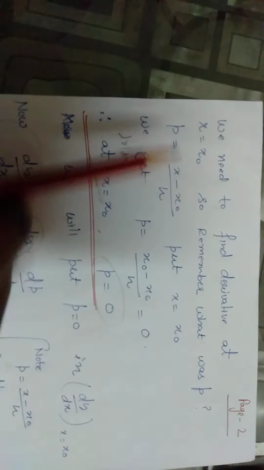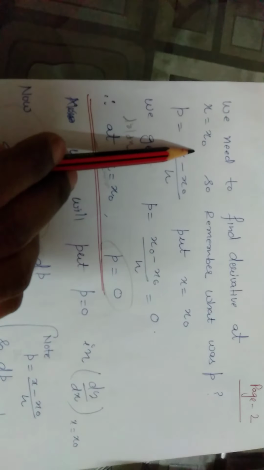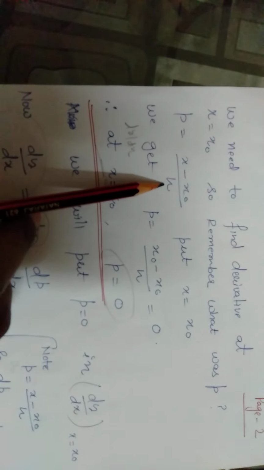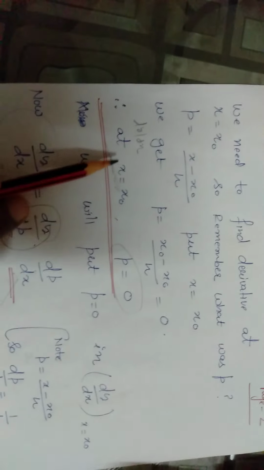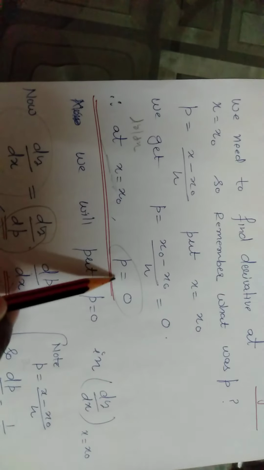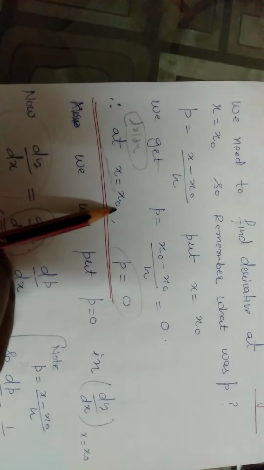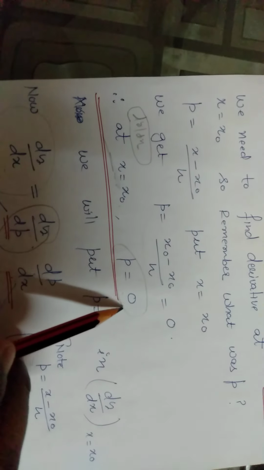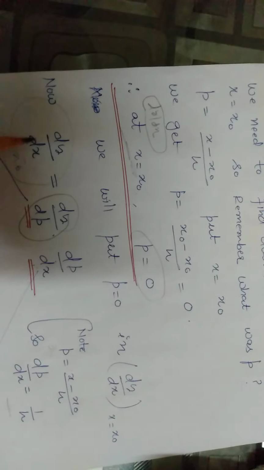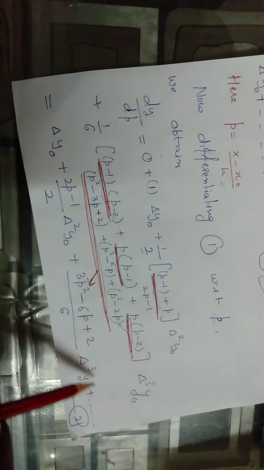So we need to find the derivative at the point x is equal to x naught. So remember what was the value of p? X minus x naught divided by h. So when we put x is equal to x naught, this p will become x naught minus x naught divided by h, that is equal to 0. So at the point x is equal to x naught, p will be equal to 0. If we need to find the dy by dx at the point x is equal to x naught, then we have to substitute p is equal to 0. So till now we have calculated the value of dy by dp, which is our equation 2.